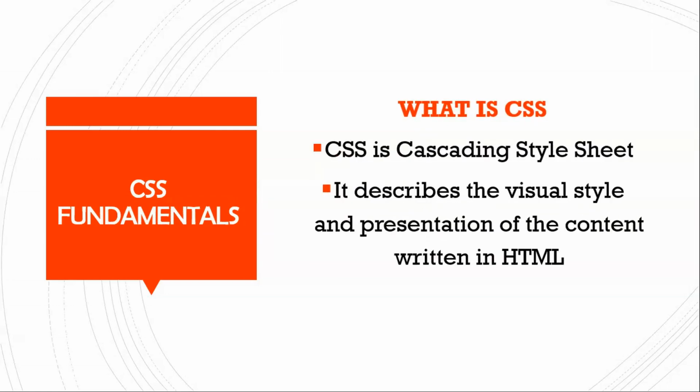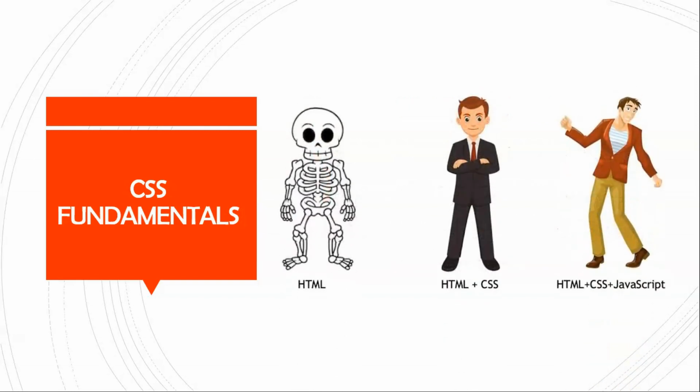CSS is Cascading Style Sheet. It describes the visual style and presentation of the content written in HTML. This is an image I got from media.com, a post by Readerzo on 10 concepts of HTML basics. It talks a lot on how our HTML, CSS and JavaScript work together. Our HTML is just the skeleton, but when we add our CSS to it, it beautifies it and gives it a shape. Adding JavaScript to it would make it dynamic.